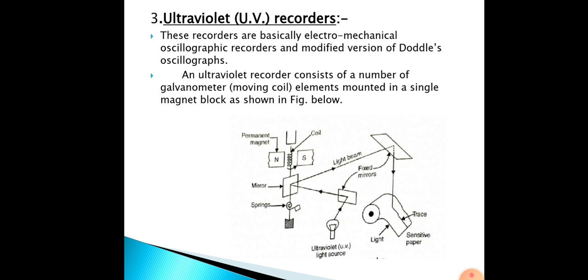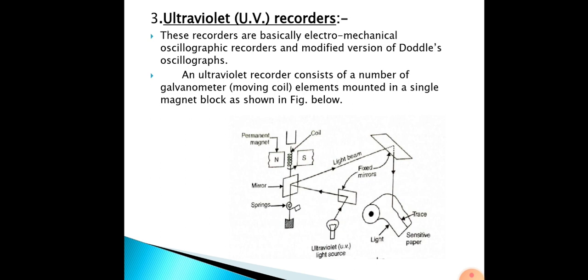So how will it be working? When the current is passed through a moving galvanometer coil, then what will happen? It deflects under the influence of the magnetic field. Okay, so you can see the mirrors are there, and that light beam will get deflected.